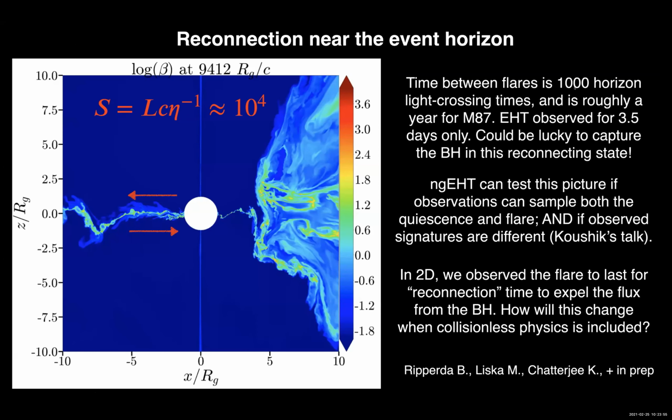So the time between flares is something like 1,000 horizon light crossing times. It's roughly a year for M87. So it could be interesting if there is an observational signature, which we think there is. And I invite you all to come to Kushik's talk in the breakout sessions in the afternoon, on whether the next generation ngEHT can sample both the quiescent time, when there is steady accretion onto the black hole, and this intermittent variability with reconnection, which we call a flare.